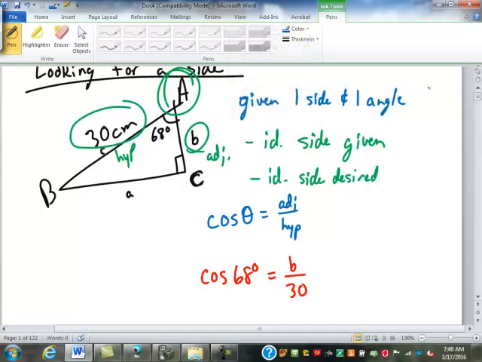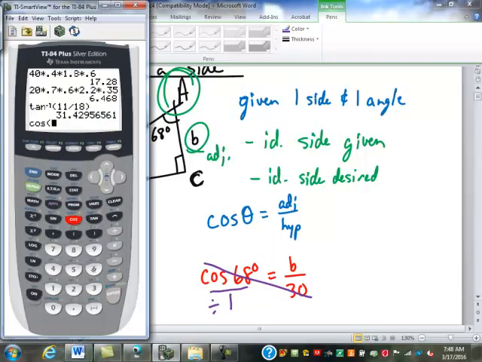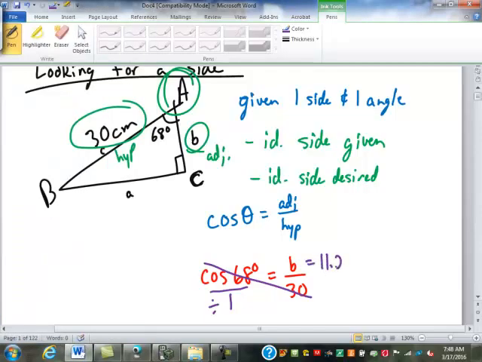When we are looking for a side, the way we go about solving this is we make it into a proportion. We put that over 1. And now we can cross multiply and divide. So here we have cosine of 68 times 30 divided by 1, which of course, you don't have to actually divide by 1, but 11.24 centimeters.